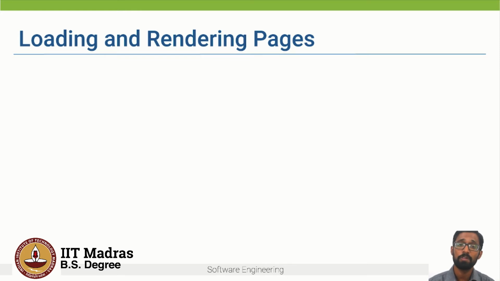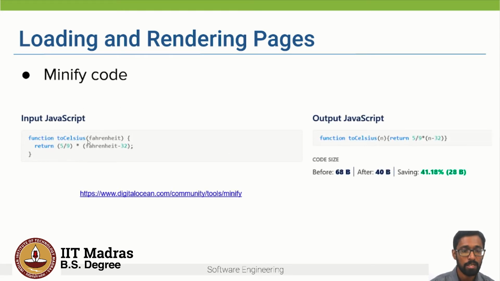So now, what are ways in which we can improve the loading and rendering times? One way is to minify your code, right? So what does minify mean? Minify means to strip your code of all spaces, tabs, extra white spaces, etc. The code here on the left is a simple JavaScript function which takes Fahrenheit as a parameter and returns the temperature in Celsius.